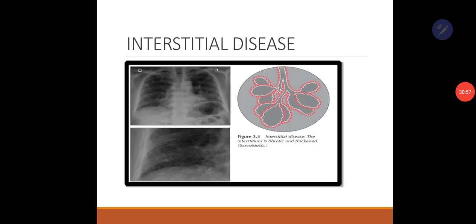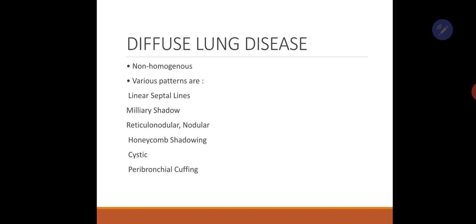Now let's discuss interstitial disease. I don't want to discuss much about interstitial disease with you people. In interstitial disease, the interstitium is fibrotic and thickened, for example in sarcoidosis. It is a diffuse lung disease, non-homogeneous. Various patterns are linear septal lines, miliary shadow, reticulonodular, honeycombing, cystic, and peribronchial cuffing.